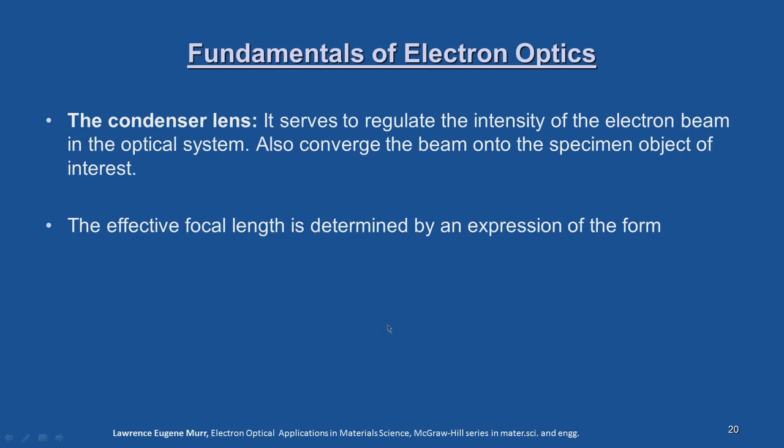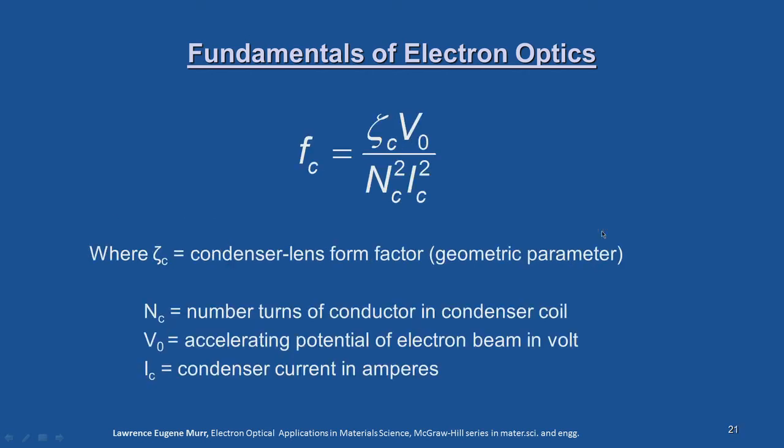If you look at the function of the condenser lenses, it serves to regulate the intensity of the electron beam in an optical system, and also converts the beam onto the specimen object of particular interest. The effective focal length is determined by an expression of the form Fc equal to zeta C, where C stands for condenser, V naught is the potential, divided by Nc square and Ic square.